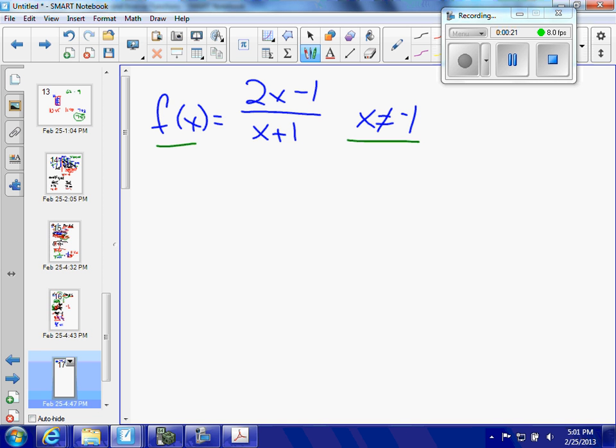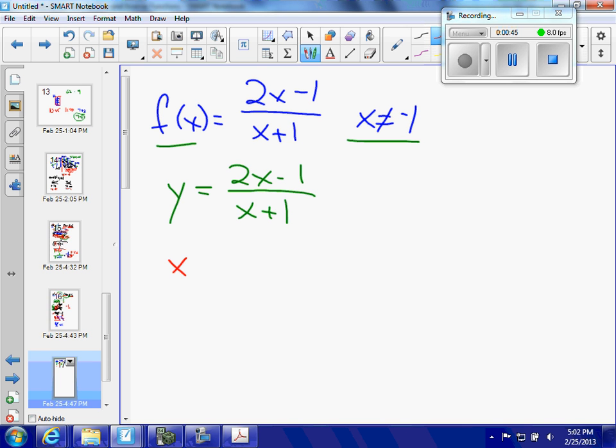So the steps I take to find the inverse is first I change f of x into y. So y is equal to 2x minus 1 divided by x plus 1. I'm just changing f of x to y. Now, to make an inverse, my inverse makes my y's x's and my x's y's. So all I'm going to do is switch the letters.